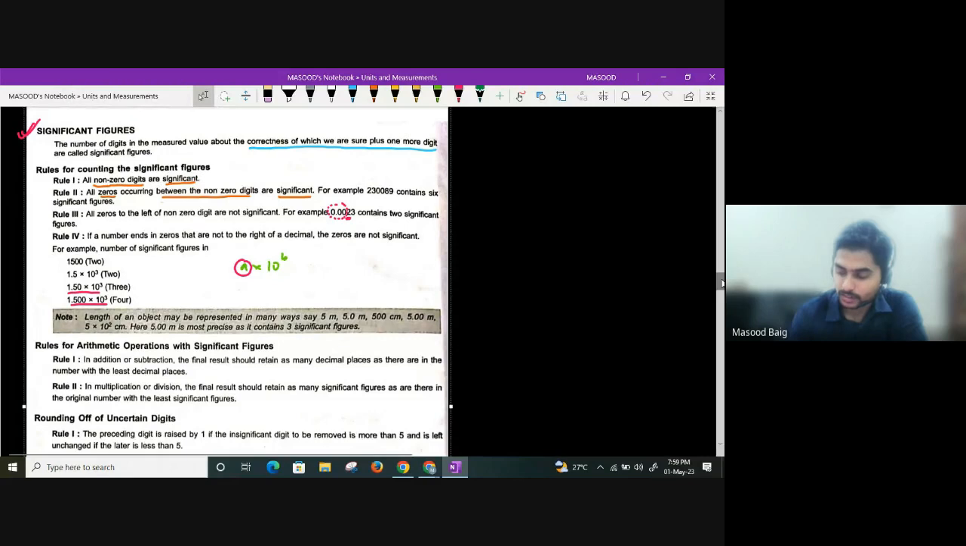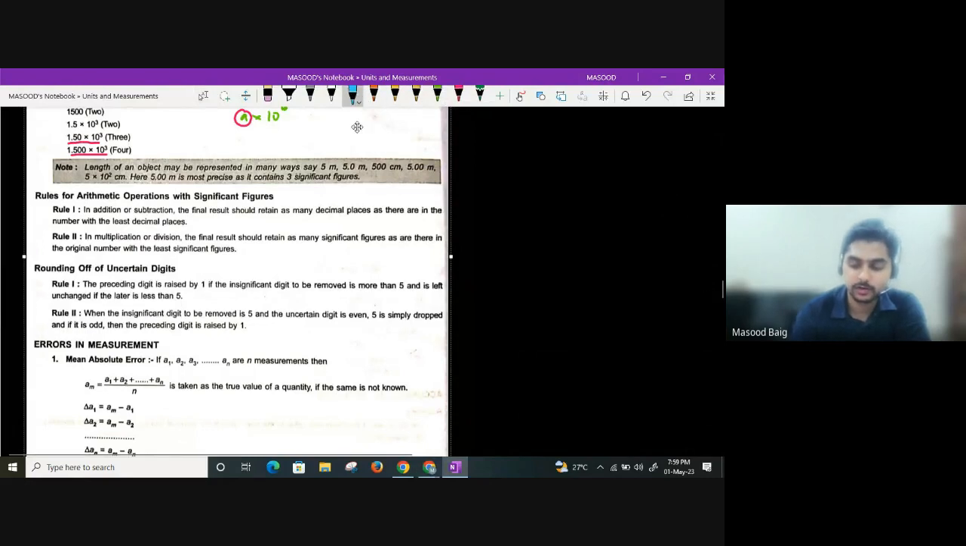Now, majorly in the last 2 years, questions have been asked on the rules for arithmetic operations. A very important case again. Always remember, whenever you are adding or subtracting, you need to retain decimal places, the least number of decimal places. So whenever you add or subtract two quantities, the result should retain as many decimal places as there are in the number with the least decimal places.